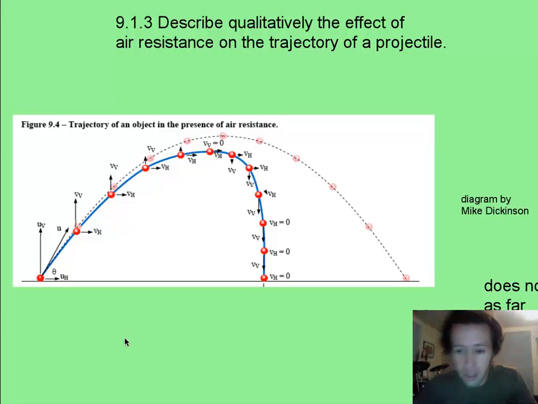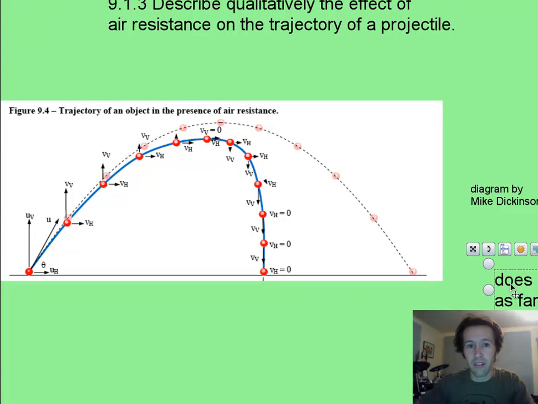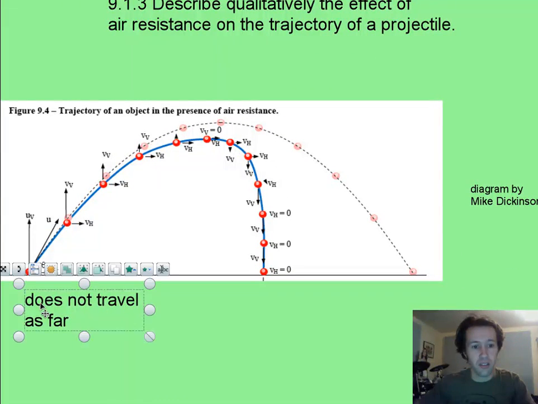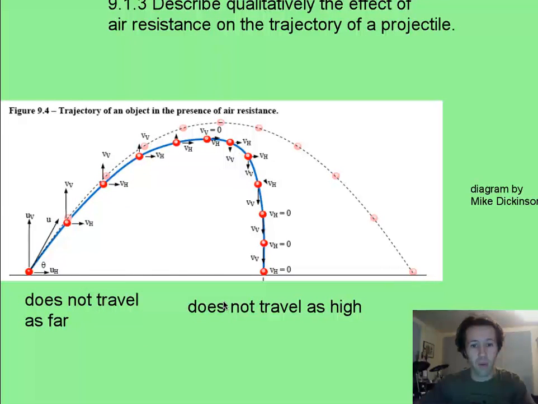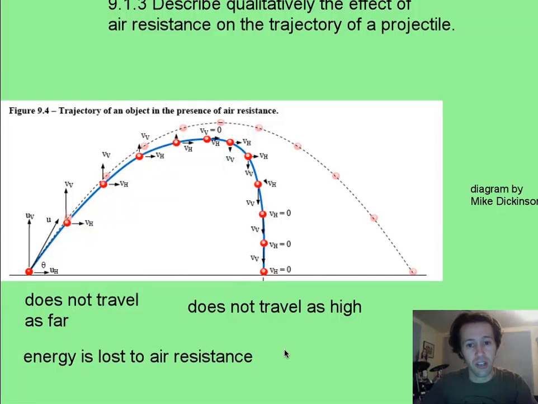The truth of the matter is, though, there is air resistance, and so projectiles do not always go in a parabola because of that air resistance. And if something is fired in a parabola, you can say that it will not travel as far, and it will not travel as high. Now this picture is an extreme case of it, but it's not going as far or as high because the energy is going to be lost to air resistance.